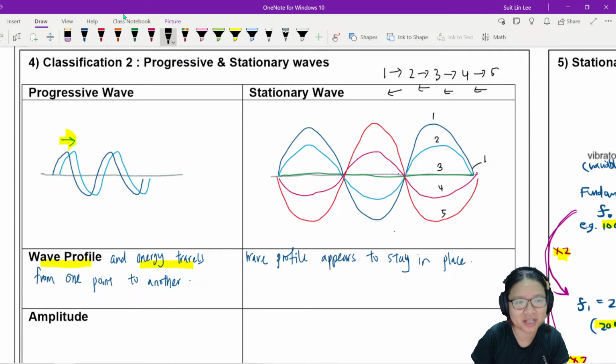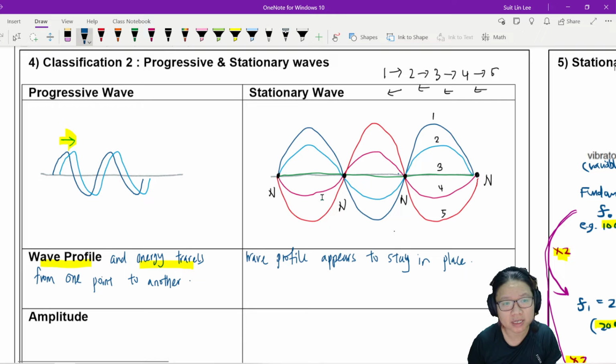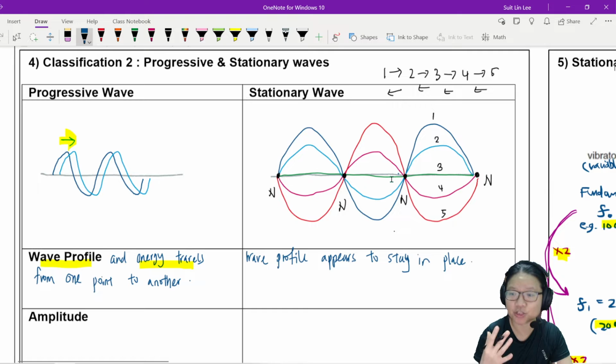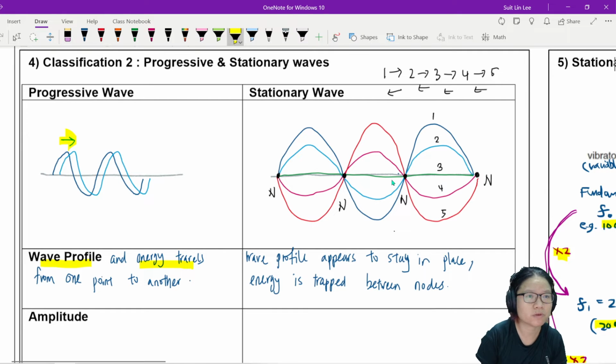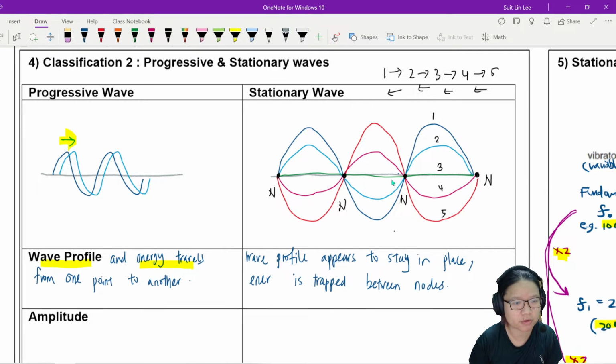because don't forget, we actually name these important points in this one. These are nodes. Here is another node. This is a node. And finally, this is also a node. So the energy is trapped between two nodes. Particles are going to vibrate a lot, especially at the antinode here, but the energy cannot transfer from one point to another point. Hence, stationary wave. Okay, so energy is trapped.